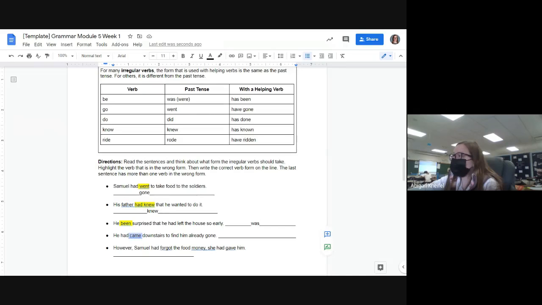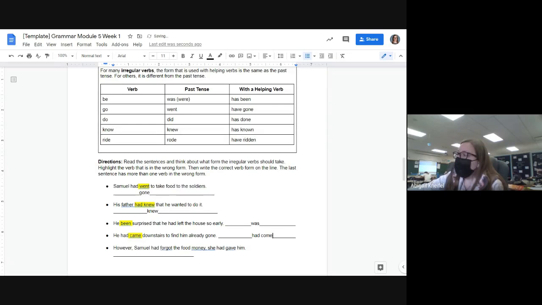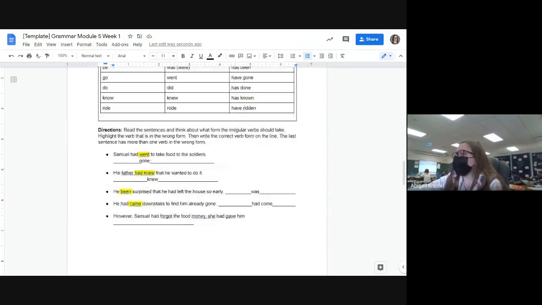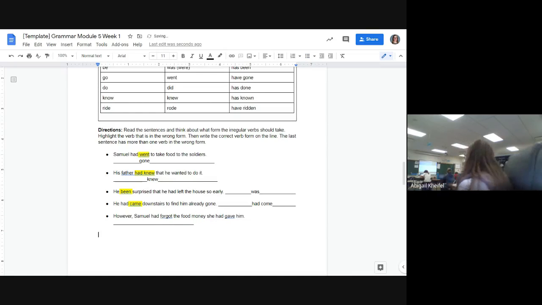So I'm going to highlight it because it's wrong. And instead of he had came, it should be he had come downstairs to find him already gone. Okay? And the last one has two wrong. However, Sam had forgot the food money she had gave him. What is wrong? I don't need a comma there. There's two things wrong in the last one.